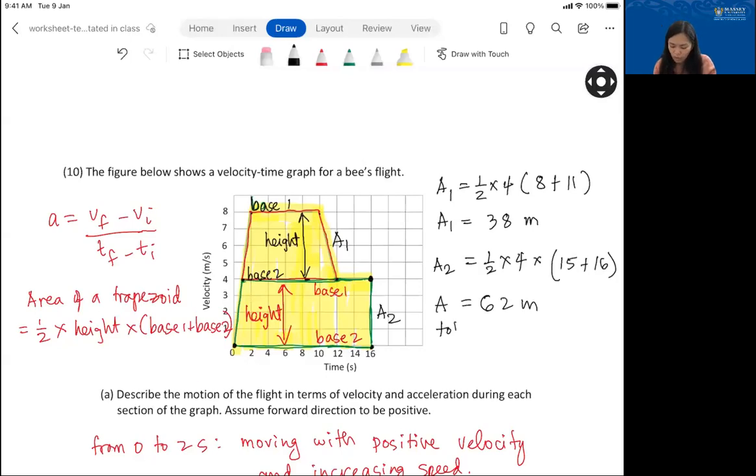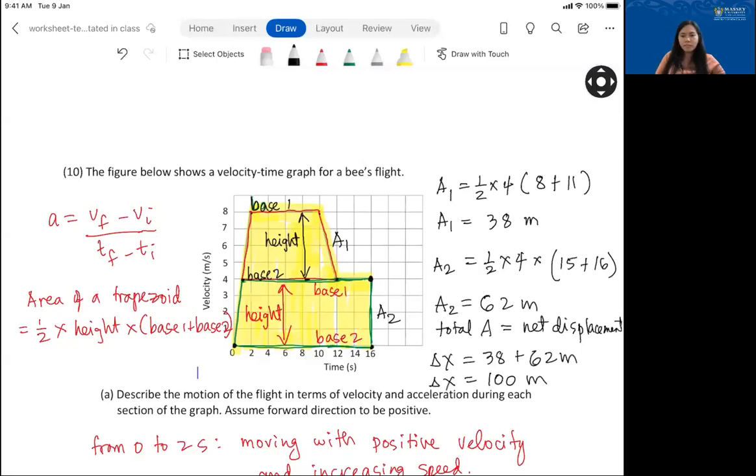So the total area will give you the net displacement. Your net displacement will be 38 plus 62 meters, which is 100 meters for the net displacement.